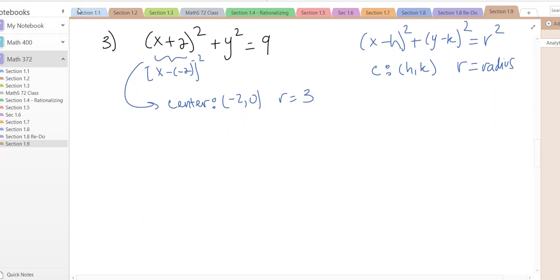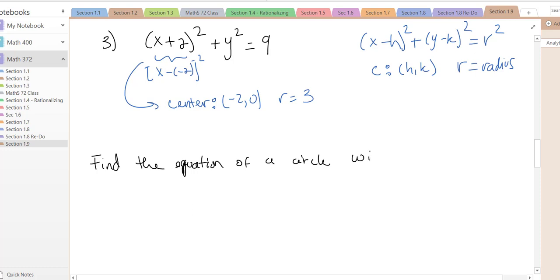All right, so let's try a different kind of example. Let's find the equation of a circle with diameter endpoints of (−1, 3) and (7, −5).